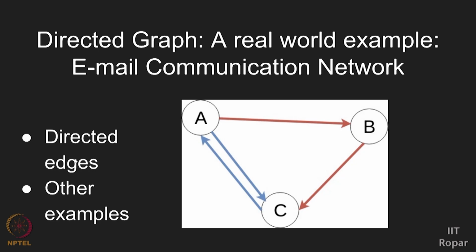Some other examples we can consider are from academia, such as the citation network. In a citation network the nodes are research papers, and if one paper is citing or referring to another research paper, there will be a directed edge. As you can understand, it's not necessary that the edge has to be bidirectional.